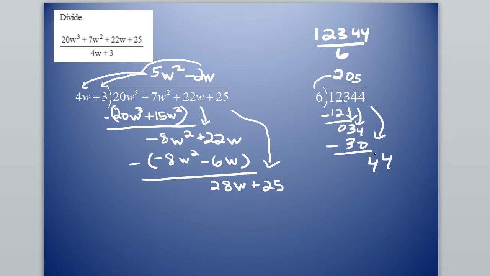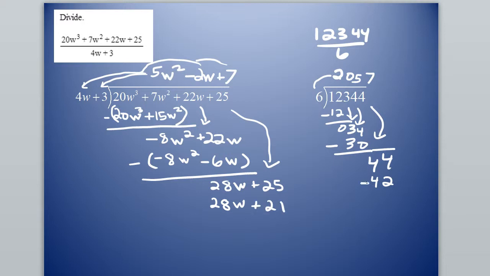6 goes into 44. How many times? And the response is 7 to get a 42. 4w goes into 28w 7 times. You need to multiply by 7 to turn the 4w into a 28w. And now we distribute. And so we get the 28w from multiplying 7 times 4w, and then 7 times 3 is a 21.